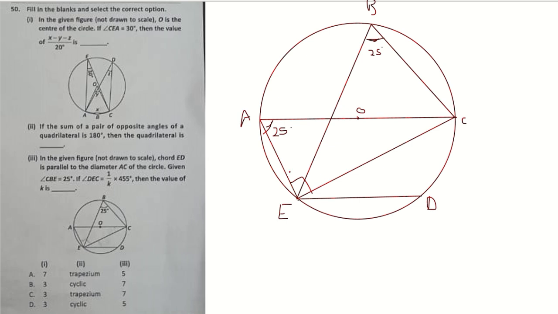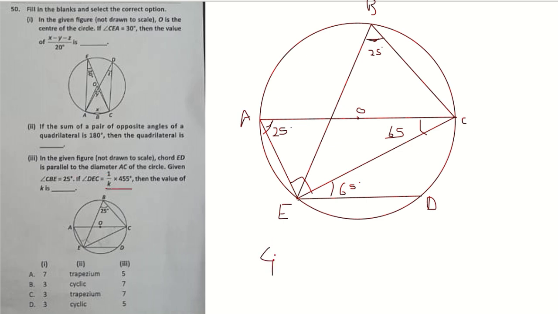Now this is 90, this is 25. In triangle AEC, by triangle sum property, we get the angle ACE equal to 180 minus 90 minus 25, which is equal to 65 degrees. And because AC is parallel to ED, taking CE as transversal, this is also equal to 65 degrees. Now we have 1 by K into 455.